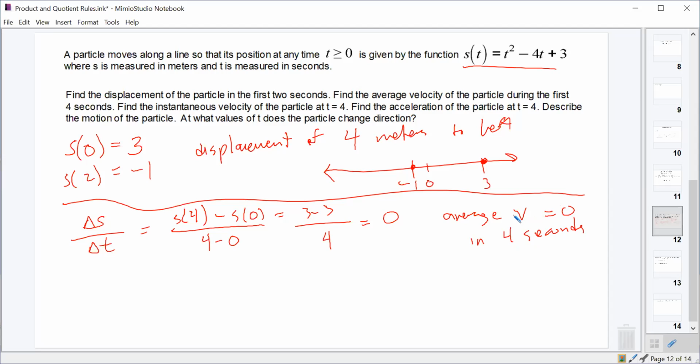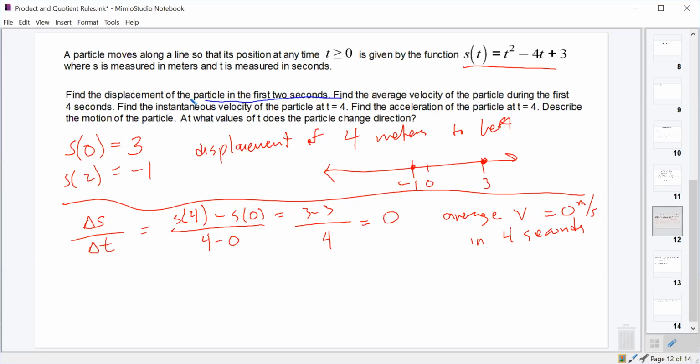Okay? So we started at 3. And after 4 seconds, we'd gone to the left some, clearly, because we ended up over at -1 for a while. And then we came back over to 3. So an average velocity, 0 meters per second.